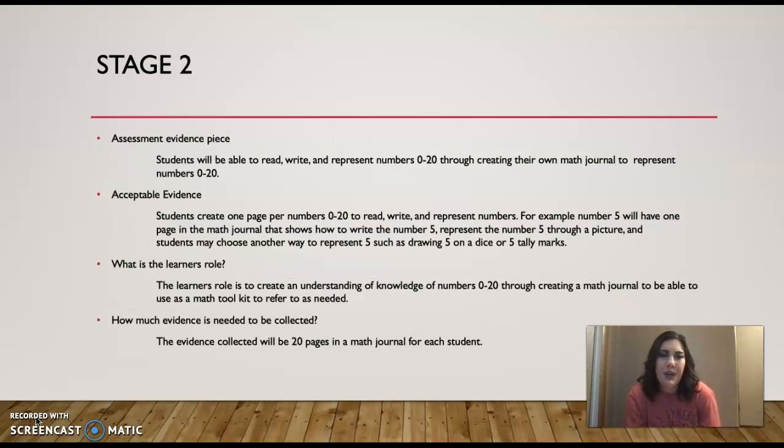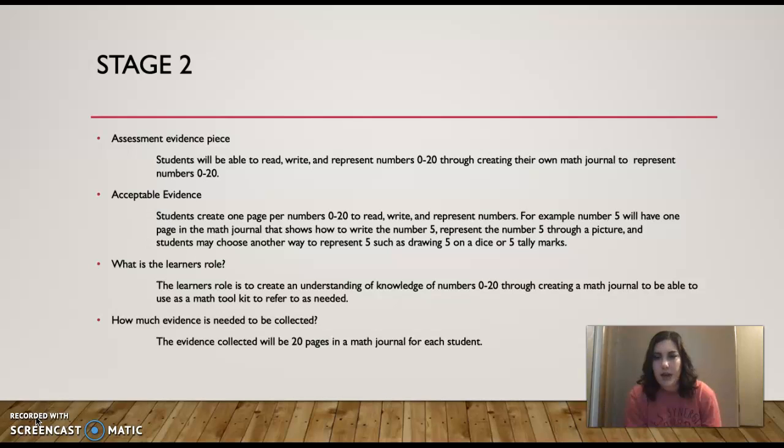For Stage 2, it's really focusing on your assessment piece. So the assessment evidence piece will be for students to be able to read, write, and represent numbers 0 through 20, through creating their own math journal to represent numbers 0 through 20. Acceptable evidence: students create 1 page per number 0 through 20 to read, write, and represent numbers.